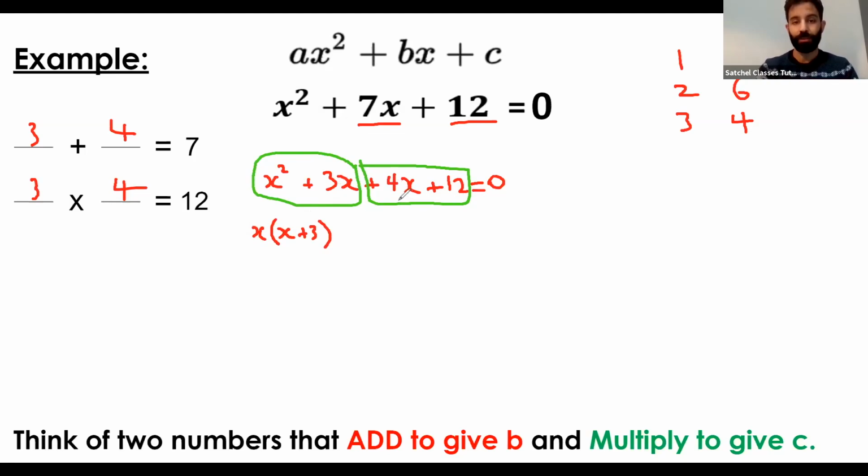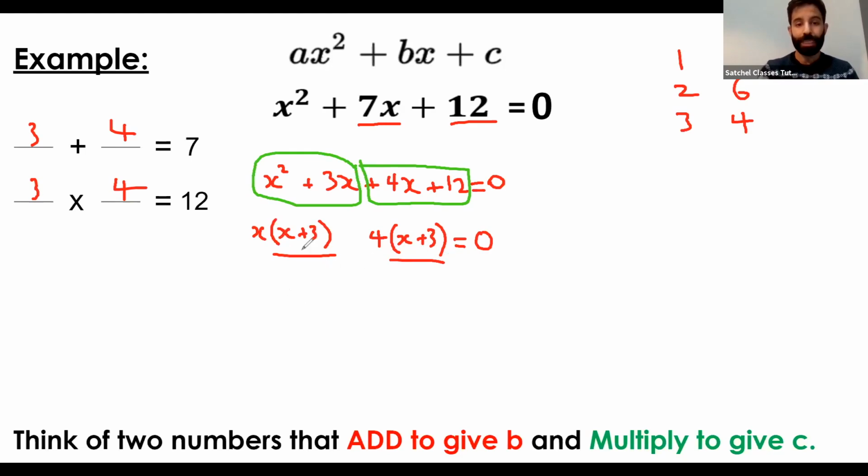Now here, the highest common factor of 4x and 12 is just going to be 4. And then on the inside, 4 times x to give us 4x, and 4 times 3 to give us 12. Now, notice what happens here. Both of the brackets are the same. And if you've done your workings out correctly, these two brackets should always be the same. So if you get different answers in the brackets, go back and check your work because you've probably made a mistake.